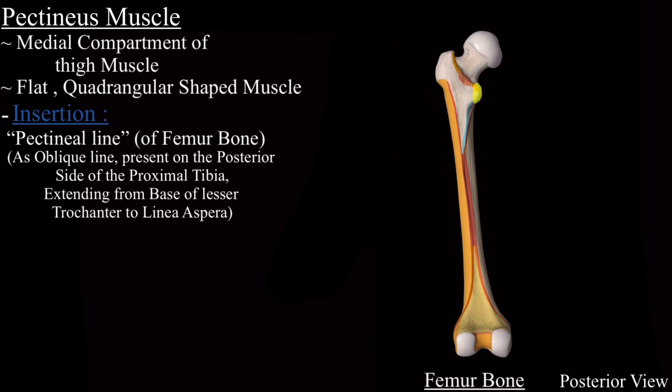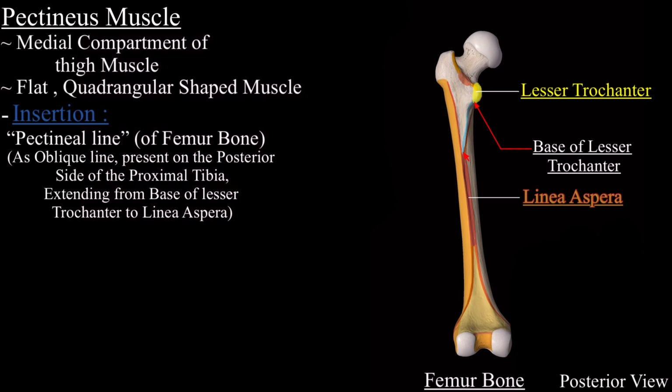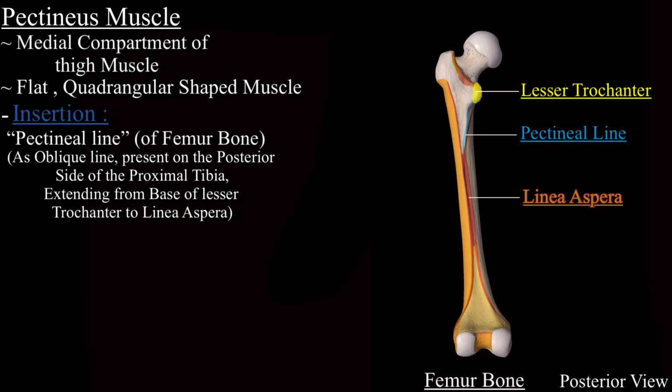This is the lesser trochanter of the femur bone, and this is the linea aspera. And from the base of the lesser trochanter to the linea aspera, this is the oblique line. This oblique line is called the pectineal line, on which the pectineus muscle is inserted.